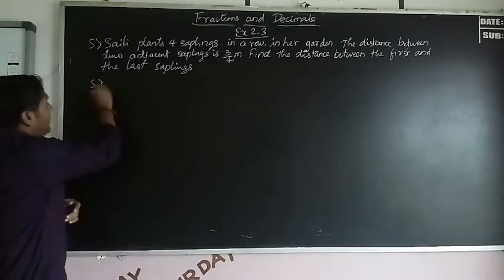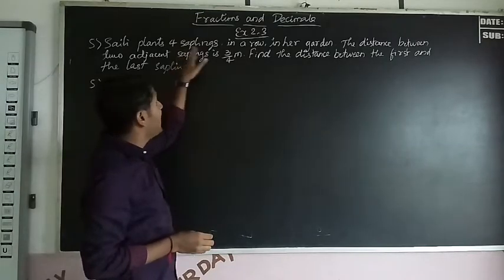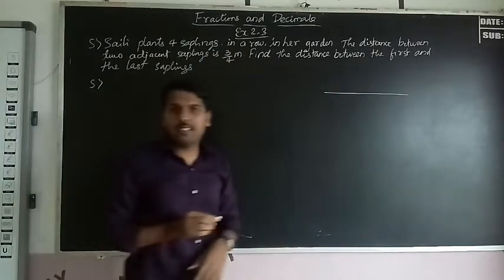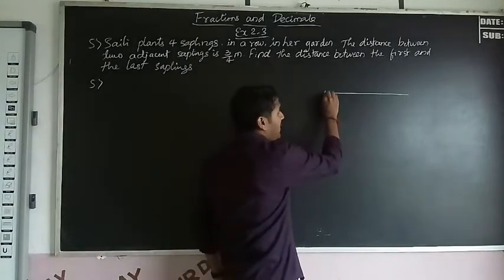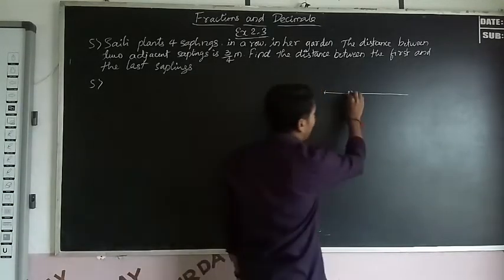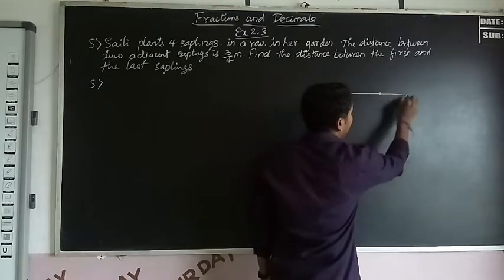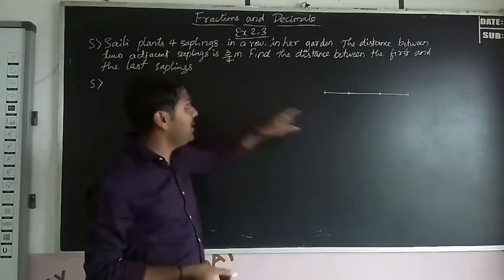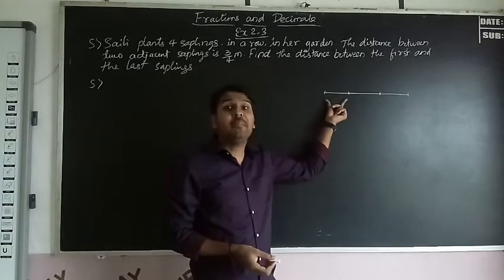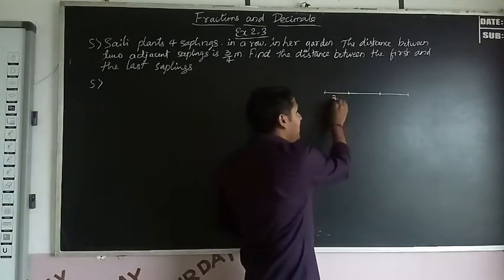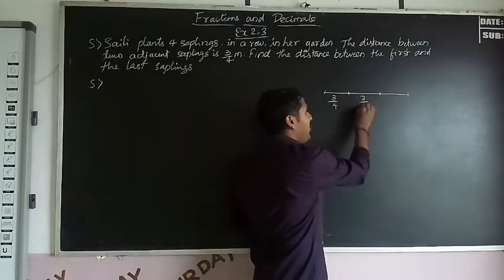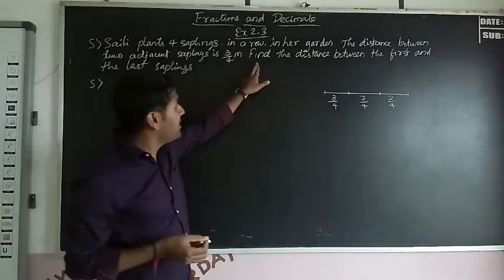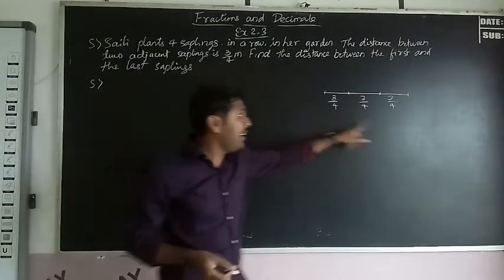So first draw that figure. Okay, here 4 saplings in a row. So this is the row. So first one, this is the first sapling, second, third, and fourth. Okay, and what is given here? The distance between two adjacent saplings is 3 by 4. So that means this is 3 by 4, this is 3 by 4, and this is also 3 by 4. And what they are asking is the distance between the first and last sapling.